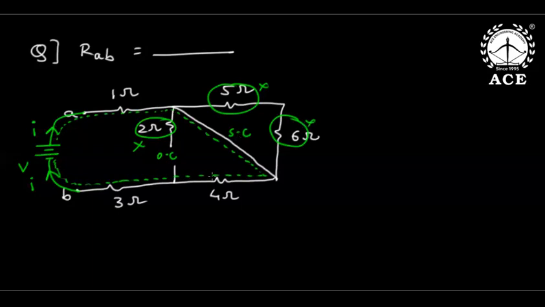So 1 plus 4 plus 3. RAB will be 1 ohm plus 4 ohm plus 3 ohm. Total 8 ohms. Okay, that is a total of 8 ohms. Now, like that example.